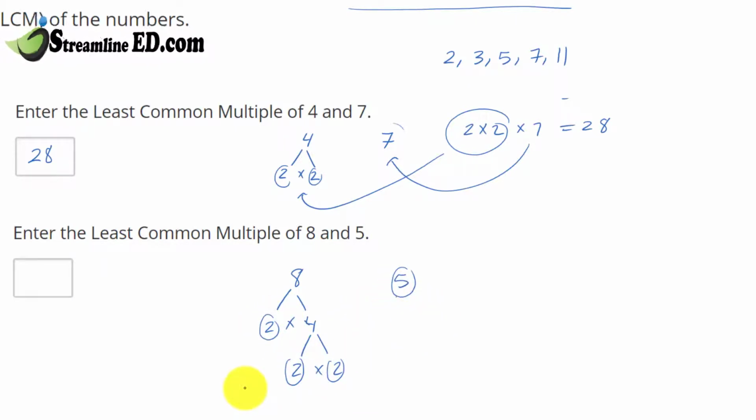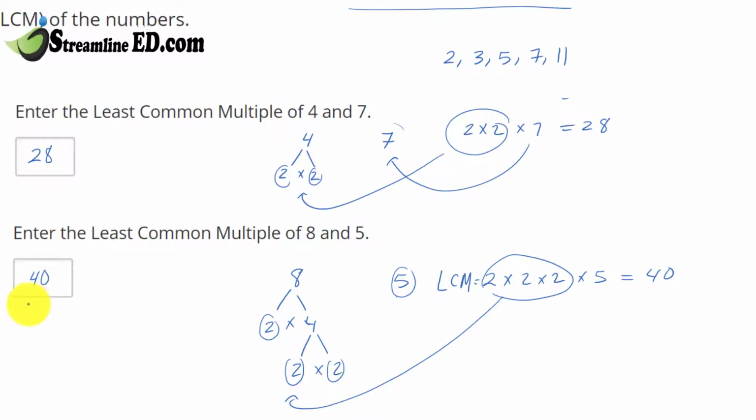And notice how they don't have any common factors. So we have to multiply. So your LCM is equal to 2 times 2 times 2, and this 2, 2, 2 is coming from this side, and lastly, times 5. Well, 2 times 2 is 4. 4 times 2 is 8. What's 8 times 5? It is 40. And the least common multiple is 40. Isn't that easy?